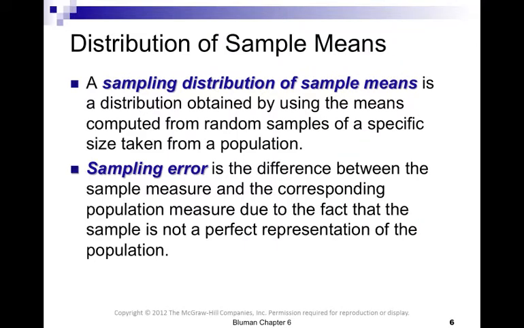So we have what's called a sampling distribution of sample means. That's a mouthful. It's a distribution obtained by using the averages or the means that are computed from random samples of a specific size taken from a population. And then sampling error is the difference between the sample measure and the corresponding population measure, due to the fact that the sample is not a perfect representation of the population. So again, how is the sample different from the overall population measure? Because it's a smaller set of data than the larger population data.